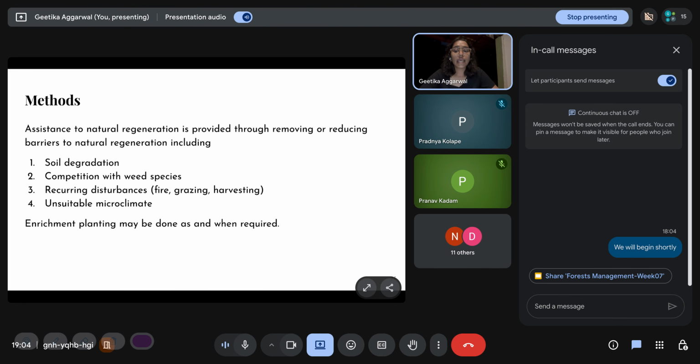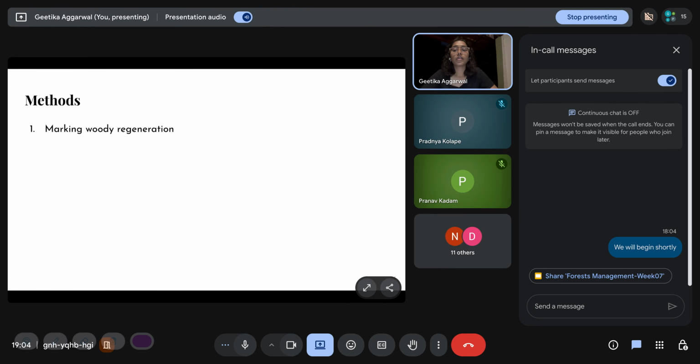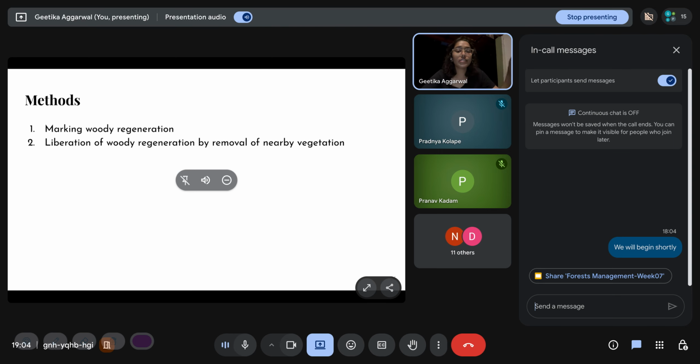That'll make it better. You could also enrich the planting as and when required. So you might want to add a little bit more seeds or things here and there to assist the natural regeneration. You can look at where all the natural saplings are coming up. So you have mother trees, they have given out seeds, the seeds are regenerating, so you can mark off where all these seeds are regenerating, where the woody regeneration is happening. Then you can liberate these saplings by removing the nearby vegetation. If there is a sapling and there's a lot of vegetation around it, as I said, there'll be competition. So you can liberate the woody regeneration by removing the nearby vegetation.